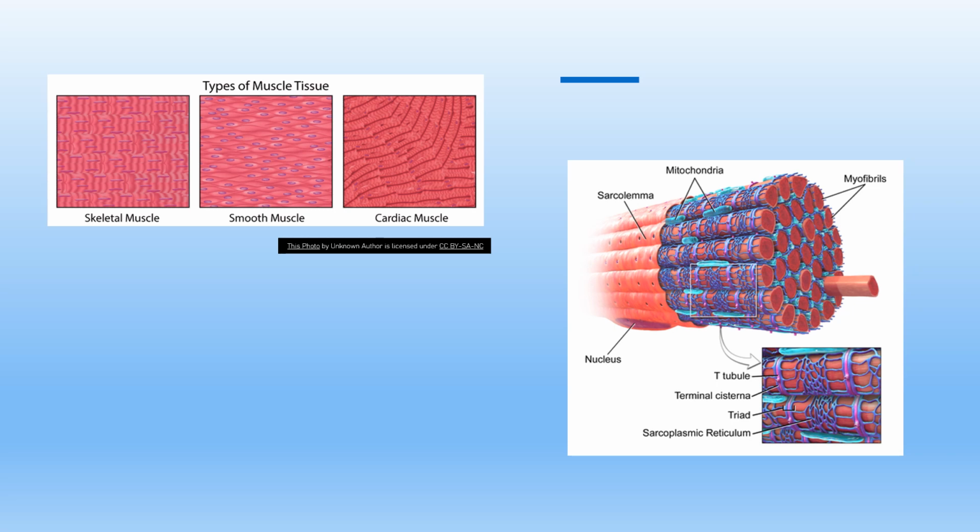Now, muscle contraction is a complex physiological process that involves the generation of force by muscle fibers. There are three main types of muscles in the human body, and again, that's skeletal, smooth, and cardiac muscles. Skeletal muscles are responsible for voluntary movements such as walking and lifting objects.